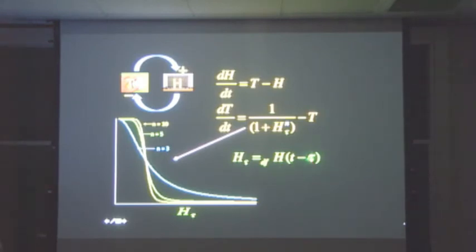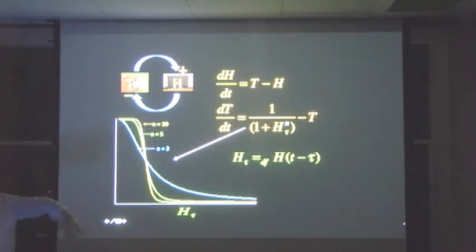And tau is a time delay. It's the time delay that it takes for the heater to actually activate the thermostat. So the theorem applied to this situation says that the heater thermostat system will achieve equilibrium only if n is small and tau is small.